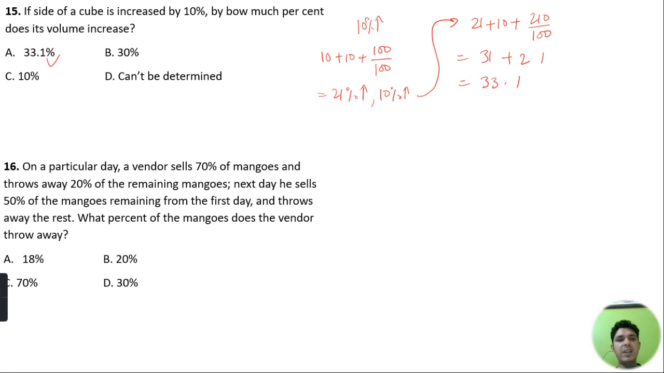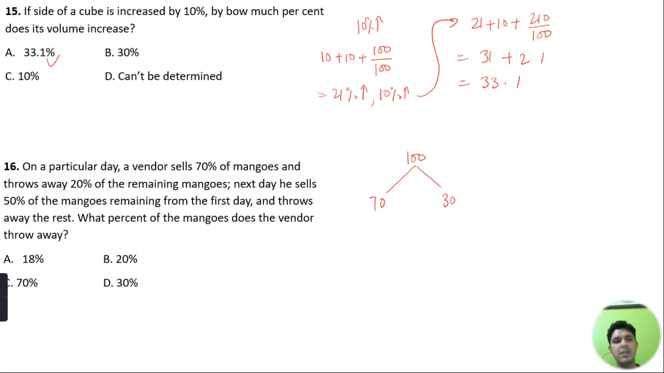On a particular day, a vendor sells 70% of the mangoes and throws away 20% of the remaining. Let's assume he has 100% of the mangoes, right? Let's say, suppose he had 100 mangoes. He's saying that a vendor sells 70% of the mangoes and throws away 20% of the remaining, right? So 70% he sells and throws away 20% of the remaining.